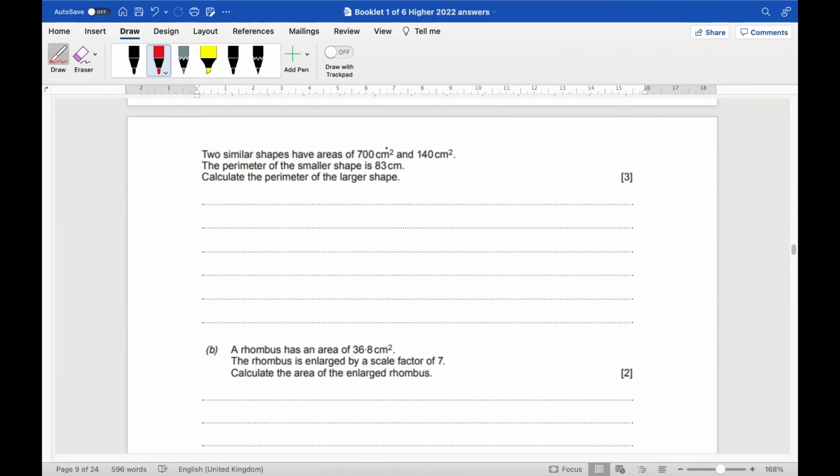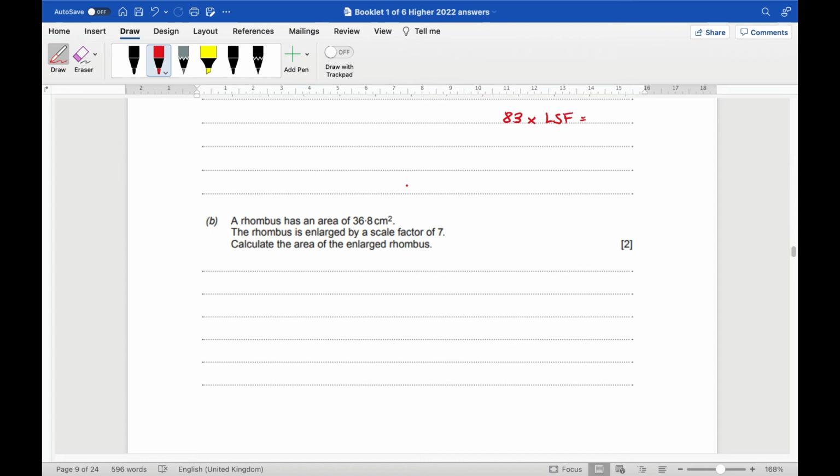Two similar shapes have areas of these and these. So we'll start by working out the area scale factor, big divided by small. The perimeter of the smaller shape is 83, so the one that I want is the length scale factor, because perimeter is a length, and I am told that the smaller one is 83. Once I work out my length scale factor, I'll times by it to get the perimeter of the bigger shape.